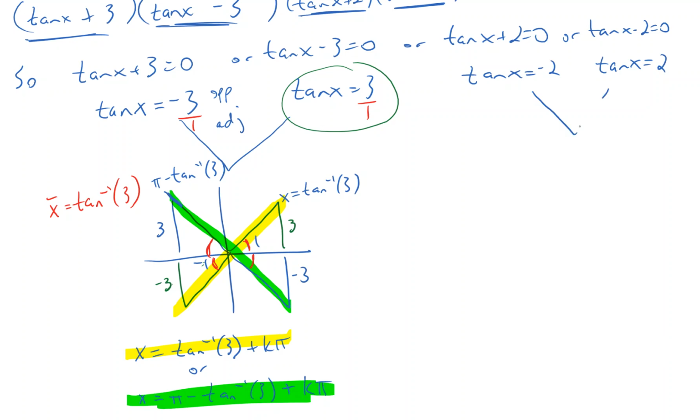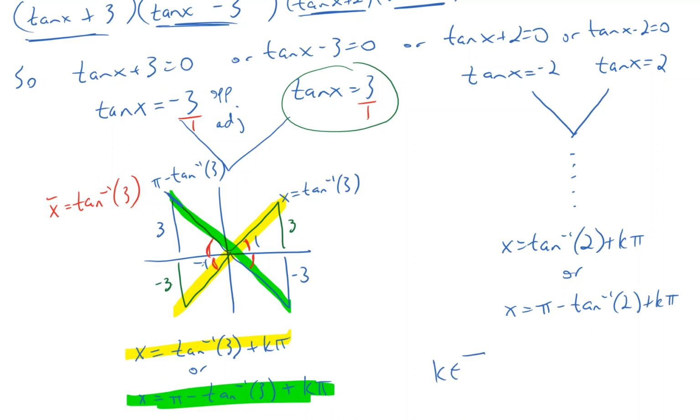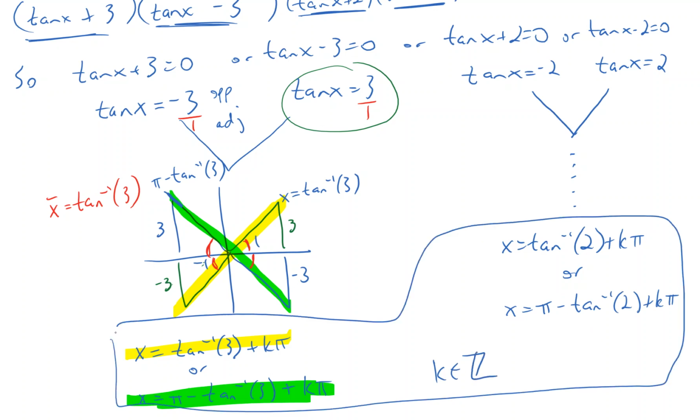Similarly, when you do these guys, you'll get the same exact sort of picture, and you'll see that x could be tan inverse of 2 plus k pi, or x could be pi minus tan inverse of 2 plus k pi. And of course, for all of these, k could be an integer. So we have all these possible solutions for x in this case.